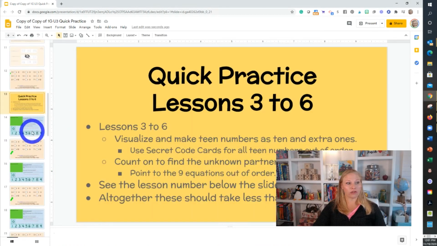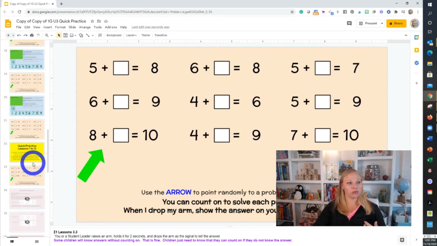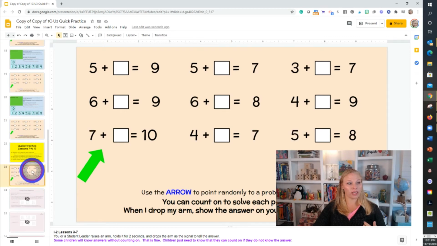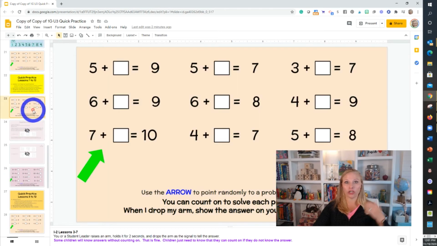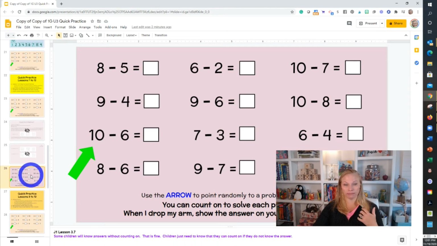Then you get to Lesson 3, and this all repeats. You're going to keep doing that, actually, until we get to Lesson 7. So by Lesson 7, you're going to do the same that we've been doing, taking an add-in, counting on to the total, and then you notice it changes here. So now we're going to be counting on to solve subtraction. So we know the total is 8. One of our partners is 5. Let's count from 5 up to 8 to find our unknown partner.